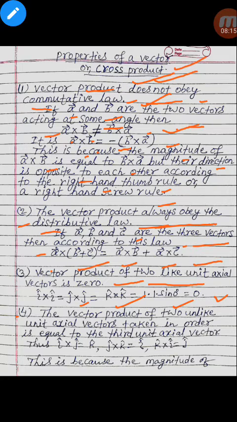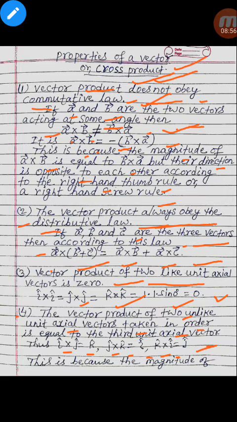Now property number 4: the vector product of two unlike unit axial vectors taken in order is equal to the third unit axial vector. Our order will be i, j, k: first i, then j, then k. Thus i cross j will be equal to k unit vector, j cross k will be equal to i unit vector, and k cross i will be equal to j unit vector.